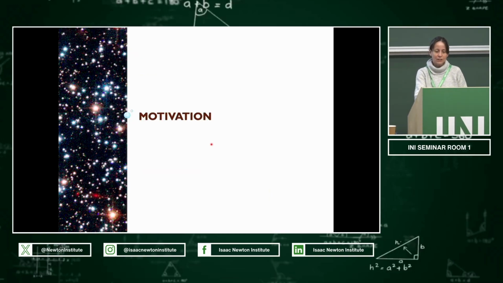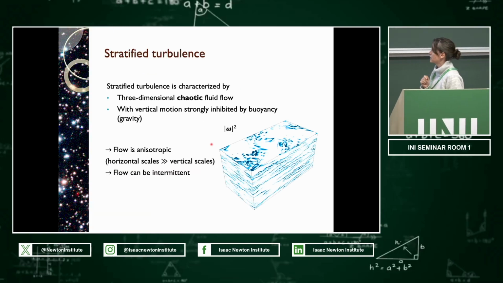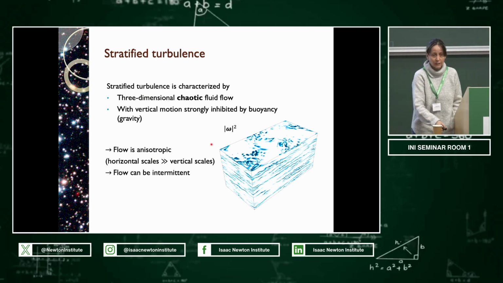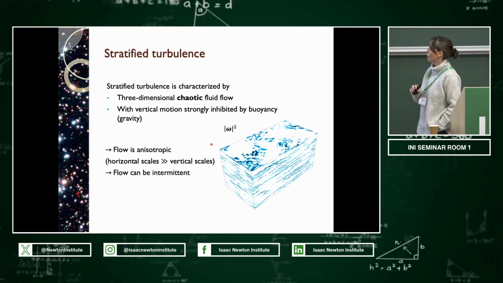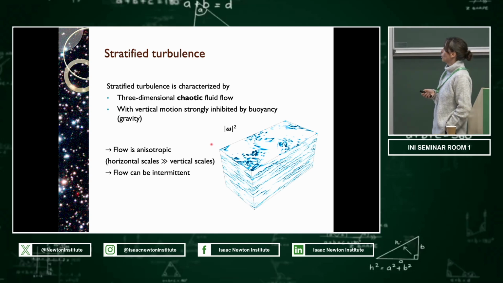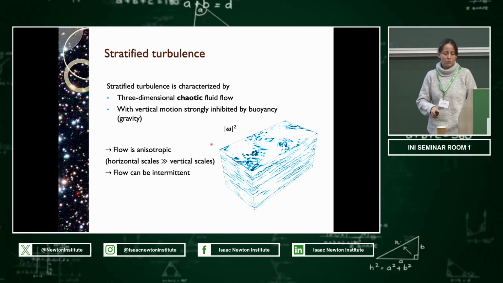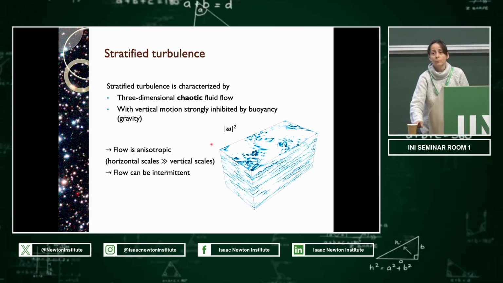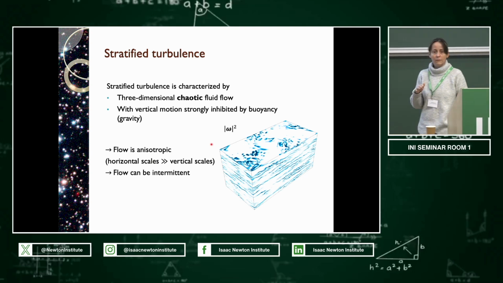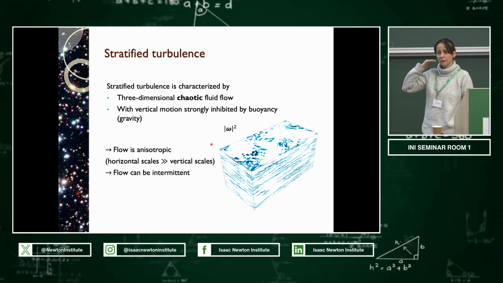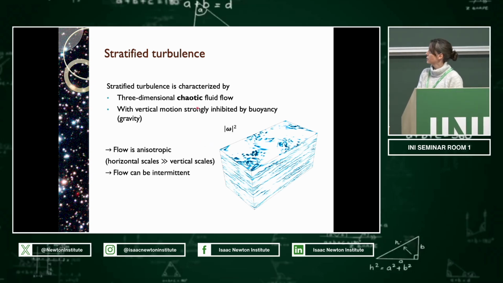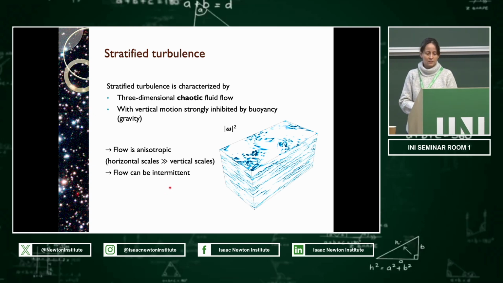So here's the motivation. I want to study stratified turbulence, and I want to define it first. Stratified turbulence is basically three-dimensional chaotic flows, but where the vertical fluid motions are strongly inhibited by the local stratification. As a result, the flow is very strongly anisotropic, with larger scales in the horizontal than in the vertical. And occasionally, it can even be intermittent.